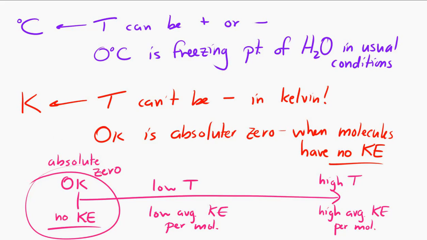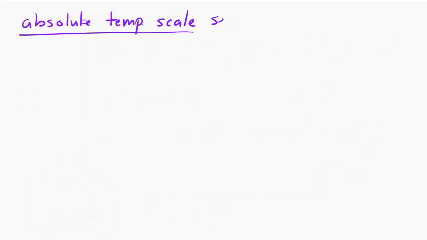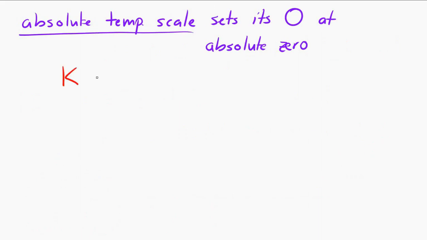Kelvin is what's called an absolute temperature scale. It's an absolute temperature scale because its 0 is set at absolute 0. So compare that to degrees Celsius. Degrees Celsius is not an absolute 0 scale because 0 degrees Celsius is not absolute 0.